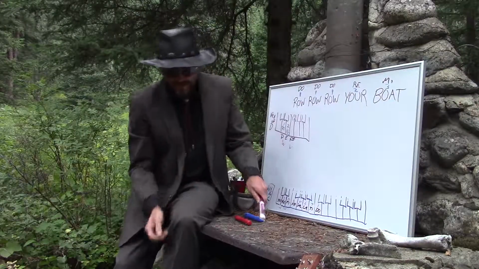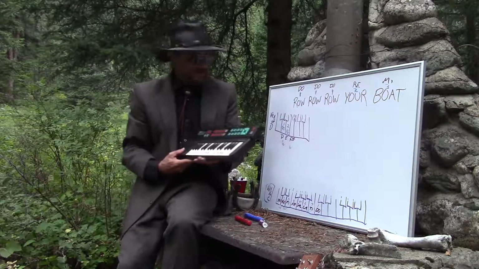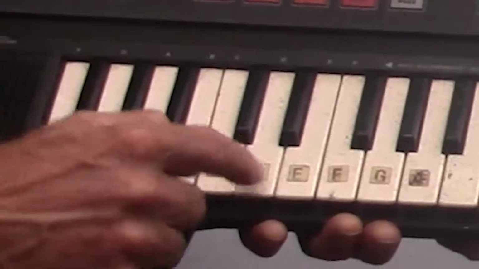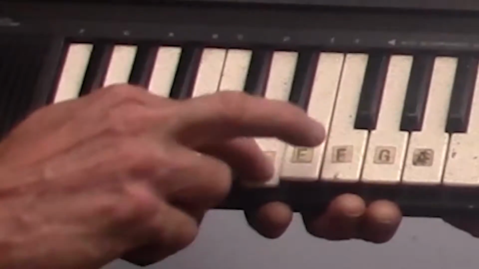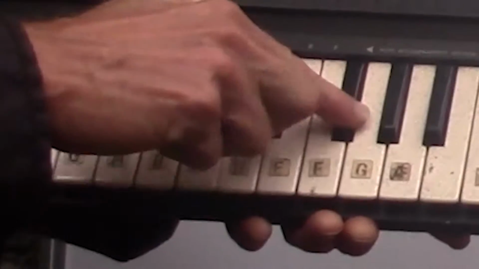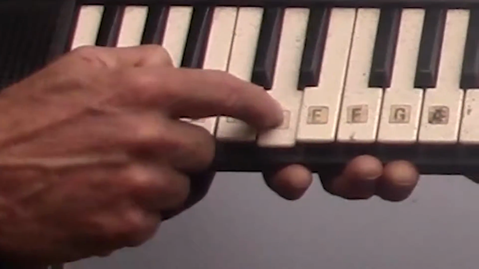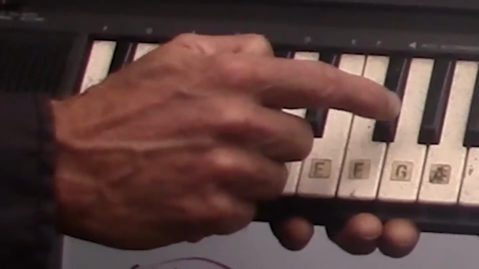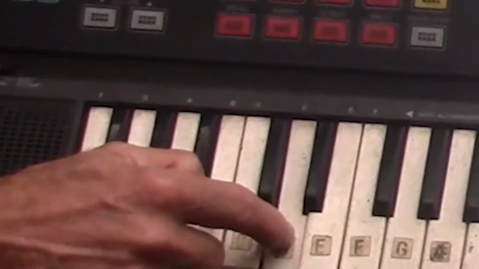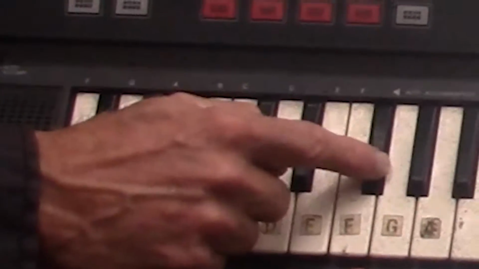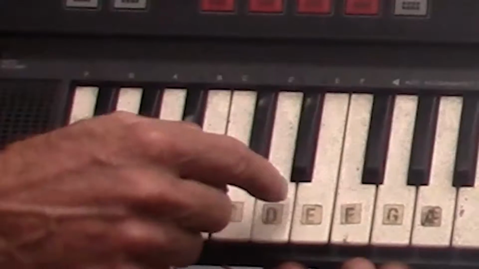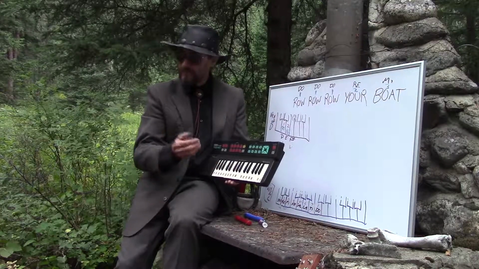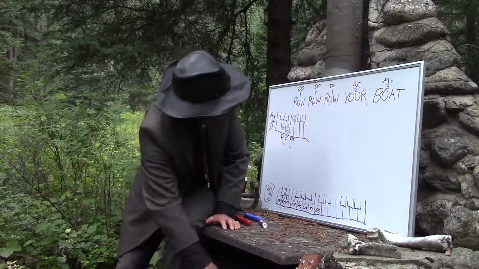And now we can play do, re, mi, 1, 2, 3, row, row, row your boat in the key of D. Whole step. Whole step. 1, 1, 1, 2, 3. Do, do, do, re, mi. Row, row, row your boat. Pretty simple, huh? All right, let's try another one.